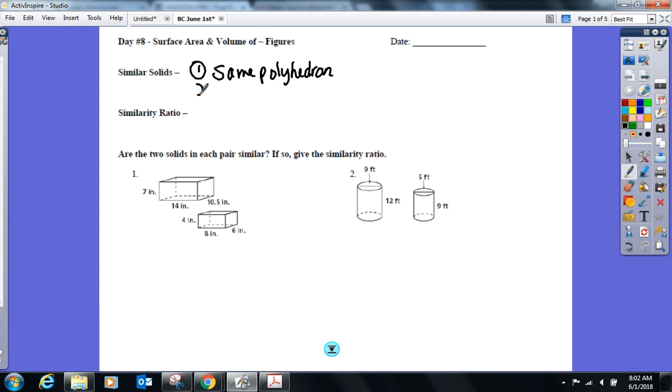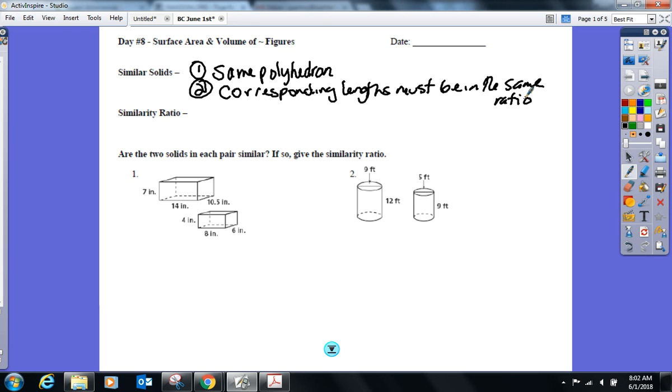And secondly, corresponding lengths must be in the same ratio. I know this is something we've gone over and over again, but now I just want to apply it to your solids, your three-dimensional figures.